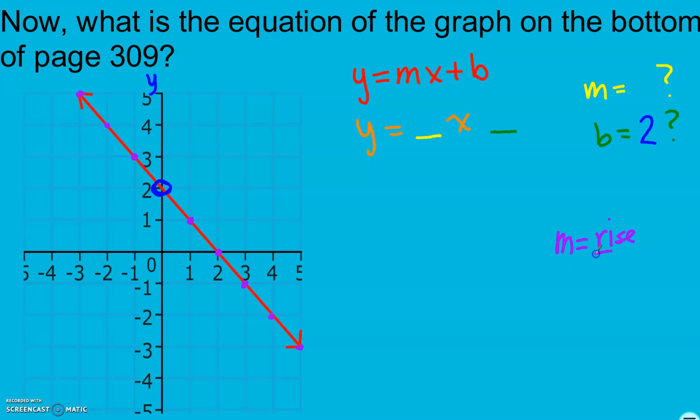And again, to find slope, it's rise over run. So I'm going to use these 2. Again, it doesn't matter. Any 2 points we can use. I go down 1 over 1. That reduces to be -1. So my slope is -1. I can take those and plug them in now. Y equals -1 times x plus 2, because it's a positive 2. That would work.